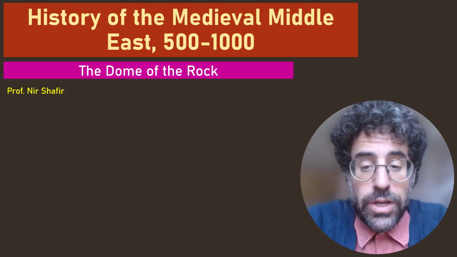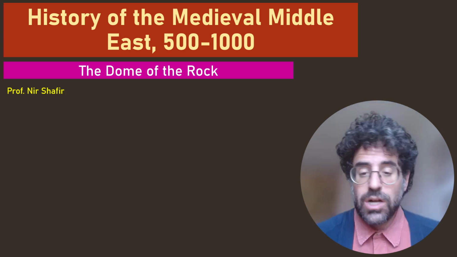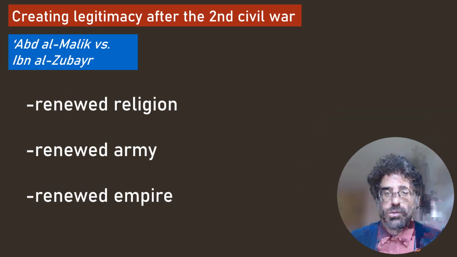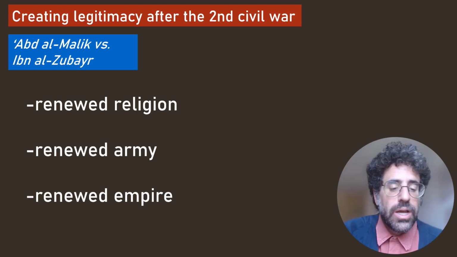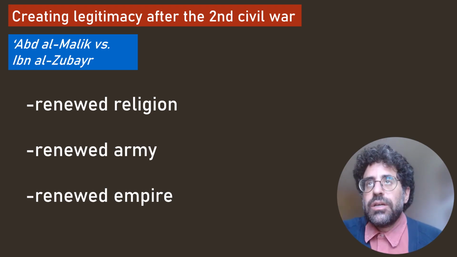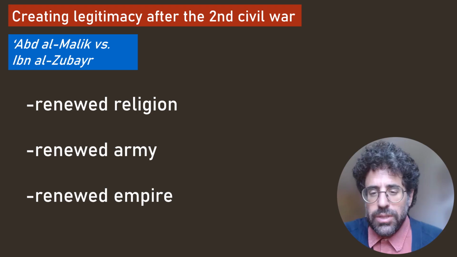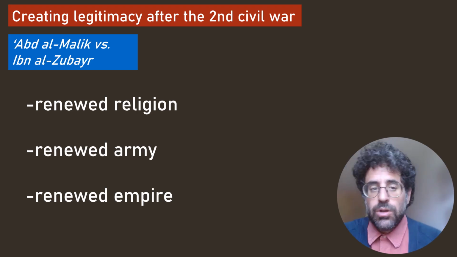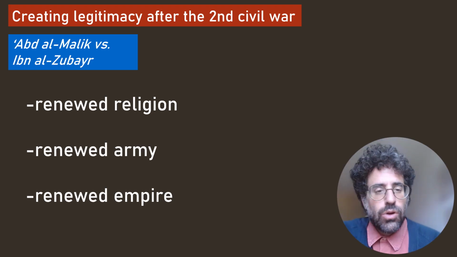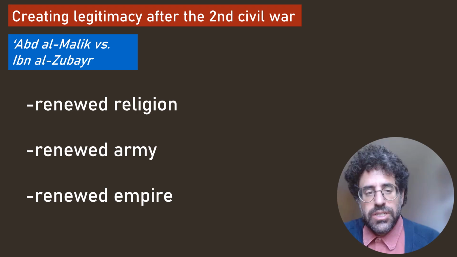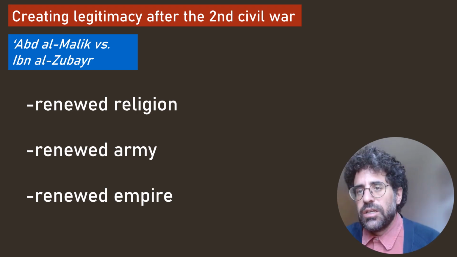Hey everyone, we are going to be speaking about the Dome of the Rock. That's that big dome in the middle of Jerusalem. But to understand why it was built and what it has to do with Abd al-Malik and early Islam, we have to remember what's going on at the end of the Civil War in the 690s, right?